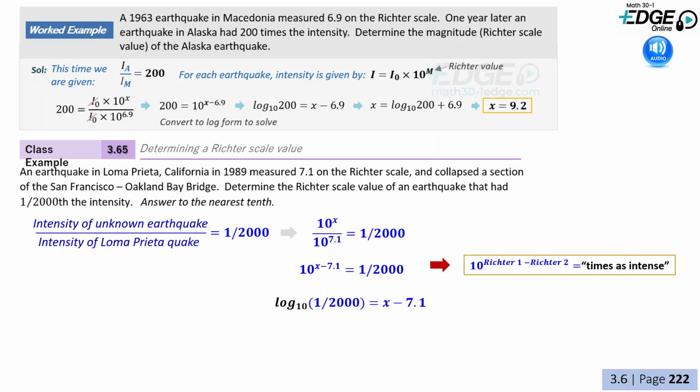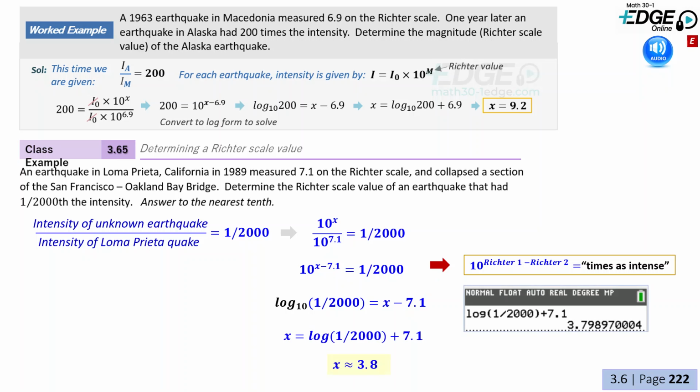So now from here, let's convert this to logarithmic form. So we have base 10, so it's going to be log base 10 of 1/2000 is equal to the exponent, x minus 7.1. And then add 7.1 to both sides. So the magnitude of our earthquake is approximately 3.8 on the Richter scale.